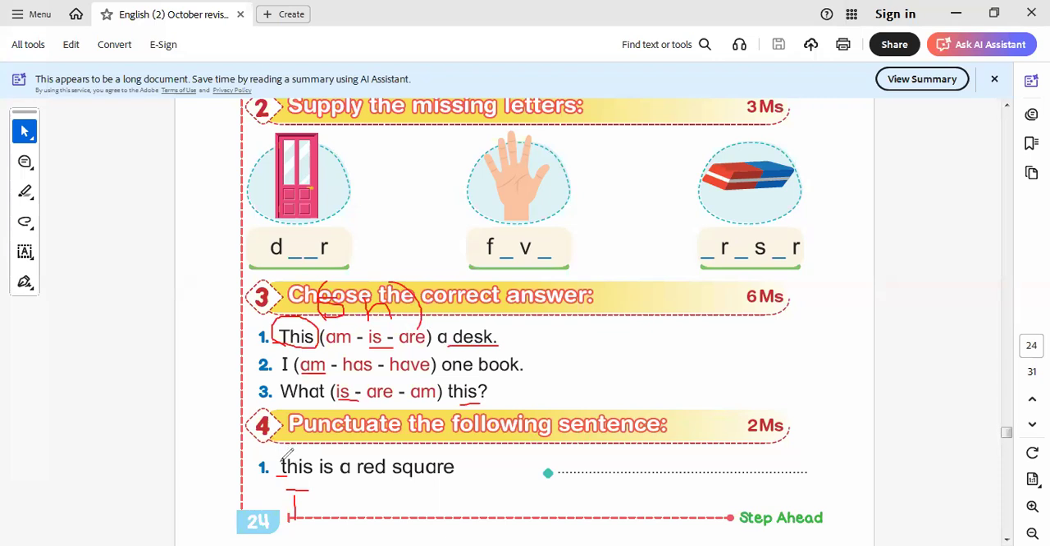Here the sentence started with a small letter. As we know the rule of English, the sentence starts with what? With a capital letter. So I replace small t with capital T, and I put a full stop at the end of the sentence. This is the first exercise. Let's go to another exercise here. Let's go to the next one.